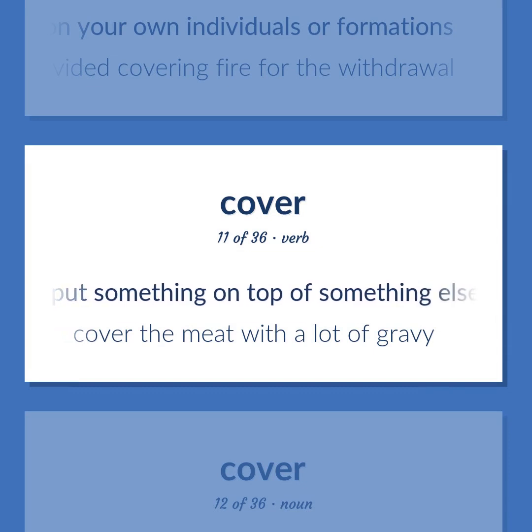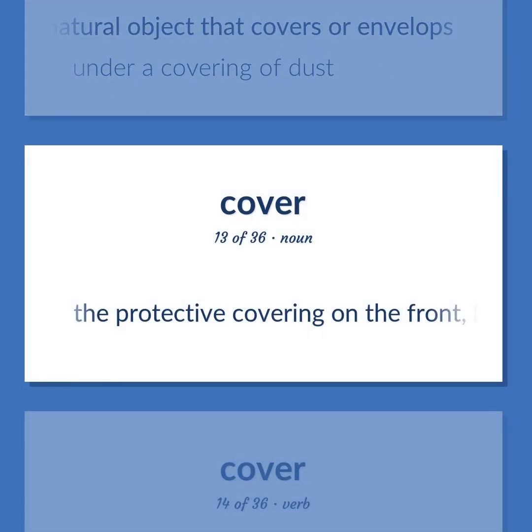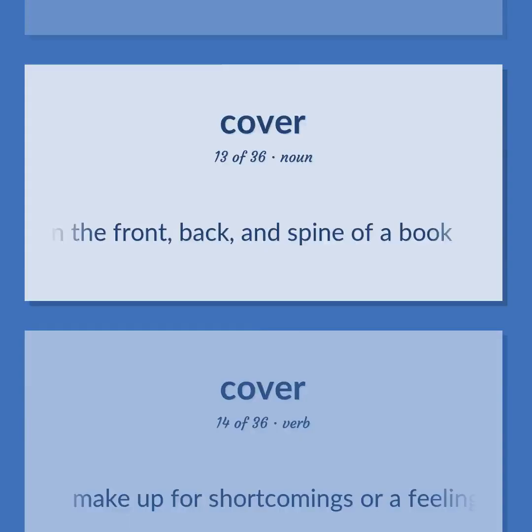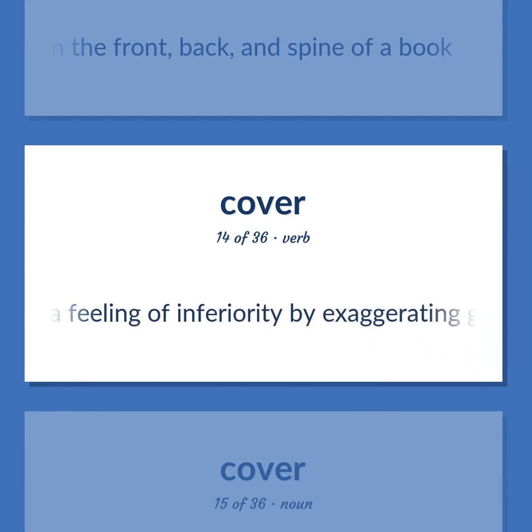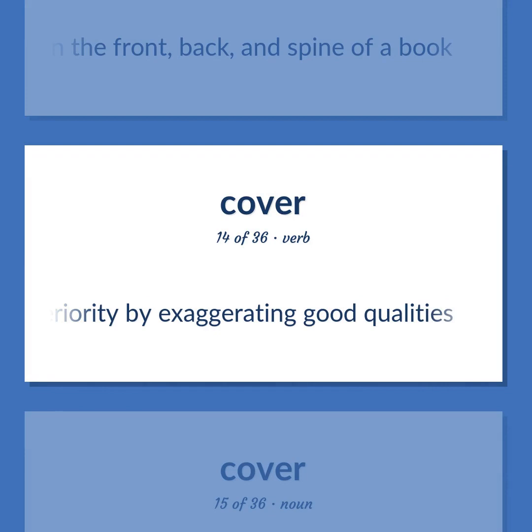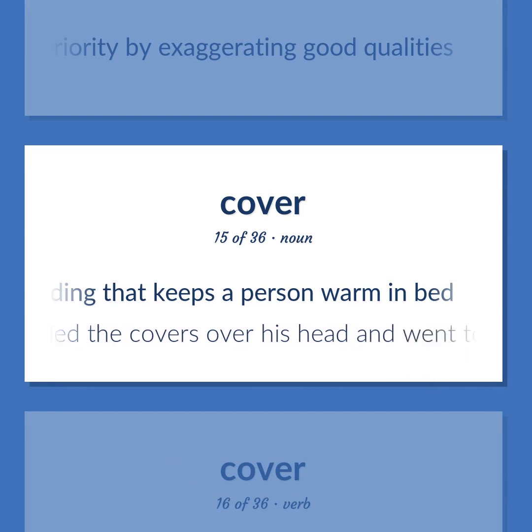Put something on top of something else. Cover the meat with a lot of gravy. A natural object that covers or envelops. Under a covering of dust. The protective covering on the front, back, and spine of a book. Make up for shortcomings or a feeling of inferiority by exaggerating good qualities. Bedding that keeps a person warm in bed. He pulled the covers over his head and went to sleep.